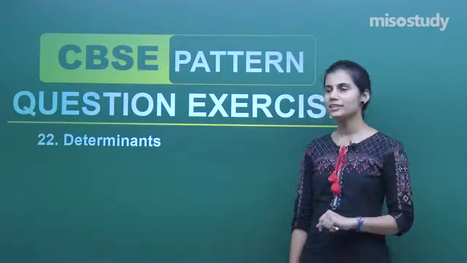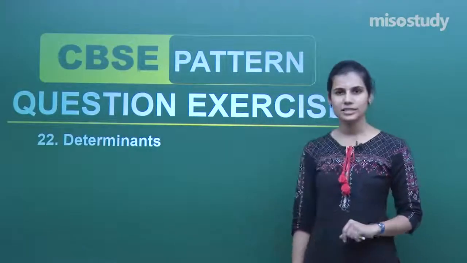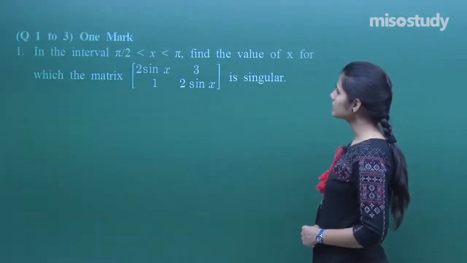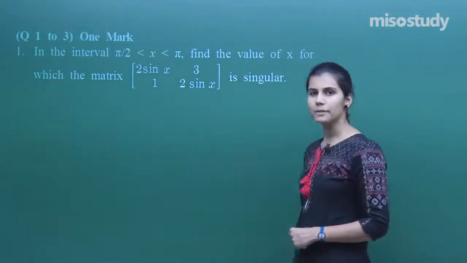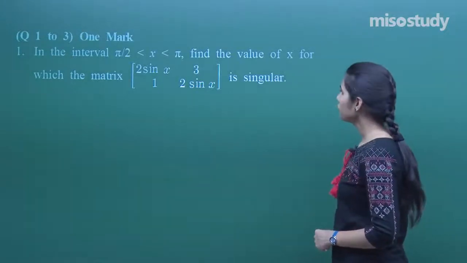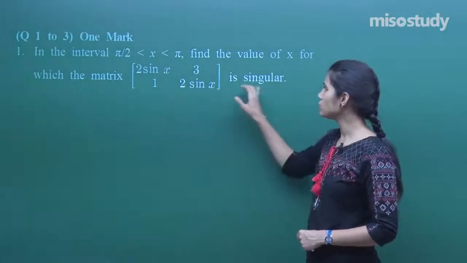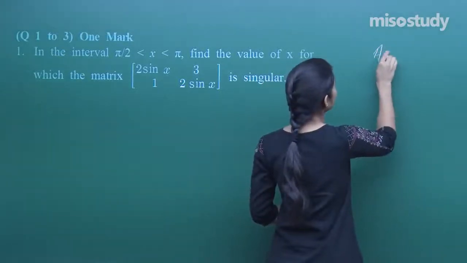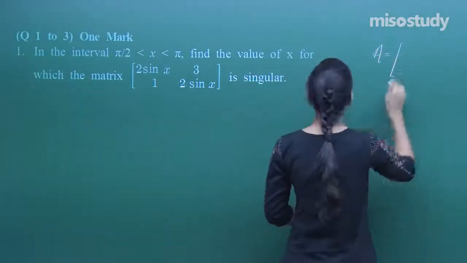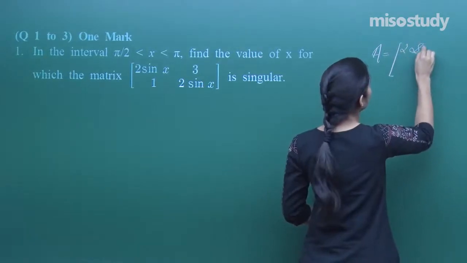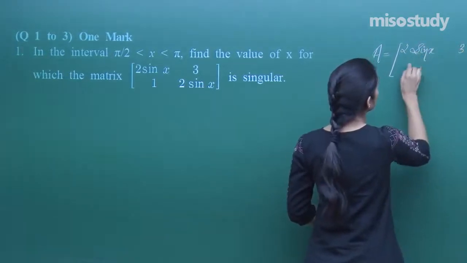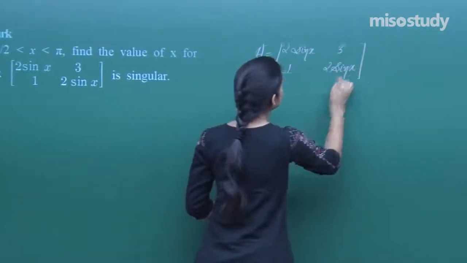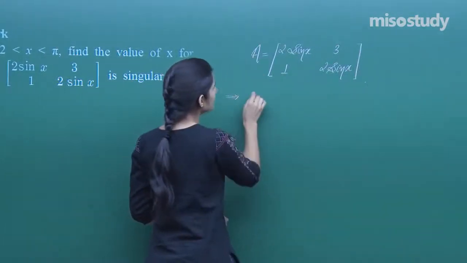Okay guys, let's begin our discussion over the CBSE pattern question exercises for the chapter Determinants. The first question carrying 1 mark says that in the open interval pi by 2 to pi, find the value of x for which this given 2 cross 2 matrix is singular. Matrix is singular means if I am saying A is this given matrix, which is 2 sin x, 3, 1, 2 sin x. If A is this, A is singular.